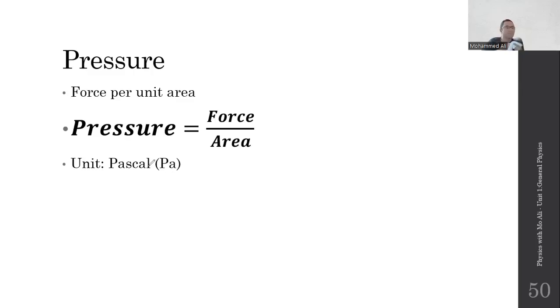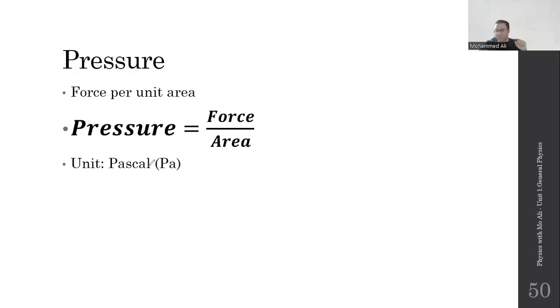Why? What's the difference? This very small tip is a very small area. And if the area is very small, the pressure of that force increases, allowing it to cut through objects. Okay? That's what we call pressure.